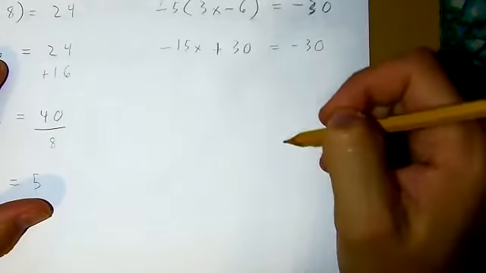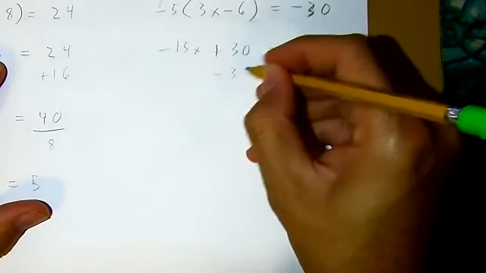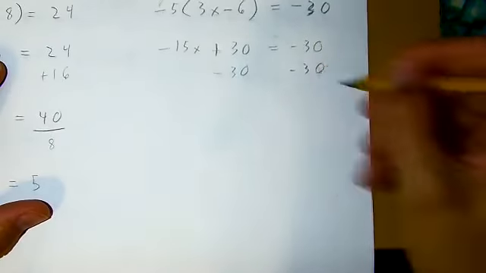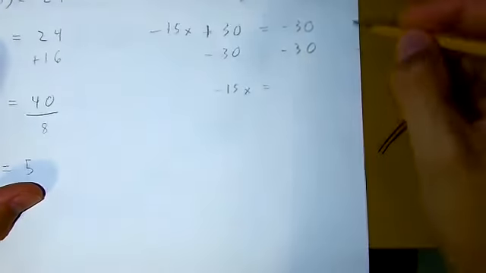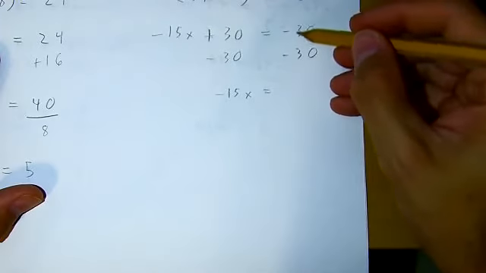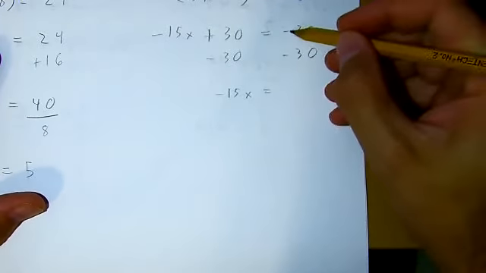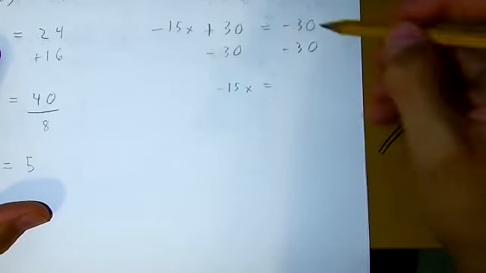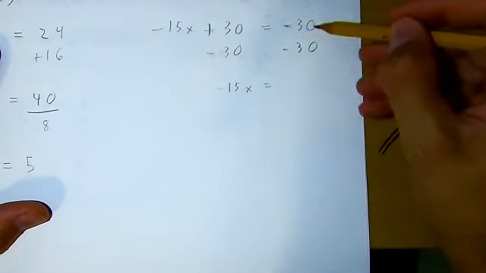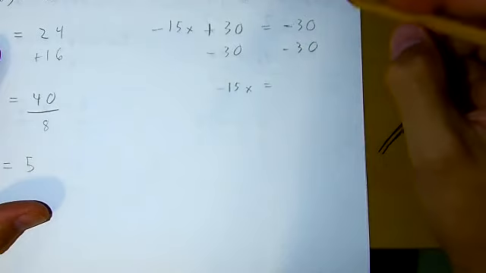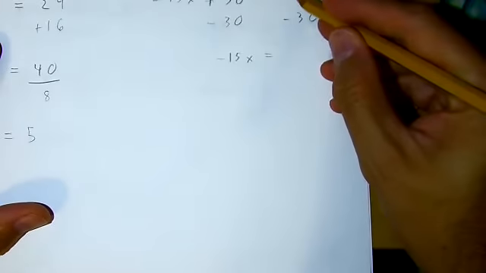Okay, so we get rid of the 30. Bring down our negative 15x equals. And if you know your integer rules, you know that same sign means add. I see a lot of people want to just ignore this negative and say, well, 30 minus 30 is 0. That's not how it goes.